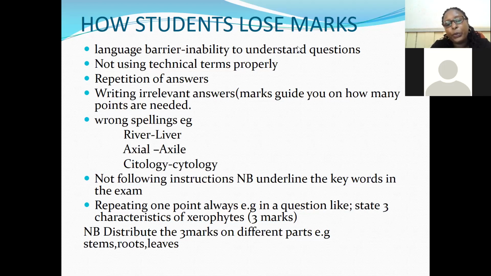Like in such a case, the learner would also go ahead and talk about the roots, being deep-rooted. They would also talk about the thick waxy cuticle, to be able to distribute the answers and also to distribute the marks. That is one error the learner is going to do.